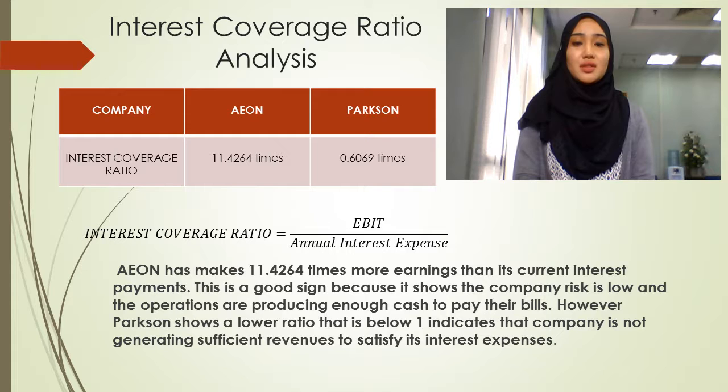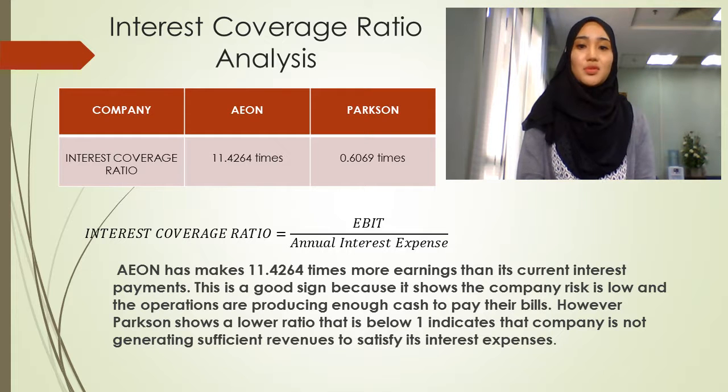ICR, or interest coverage ratio, measures a company's ability to make interest payments on its debt in a timely manner. Aeon has a ratio of 11.4264 times and it means that Aeon makes 11.4264 times more earnings than its current interest payments. This is a good sign because it shows the company's risk is low and the operations are producing enough cash to pay their bills.